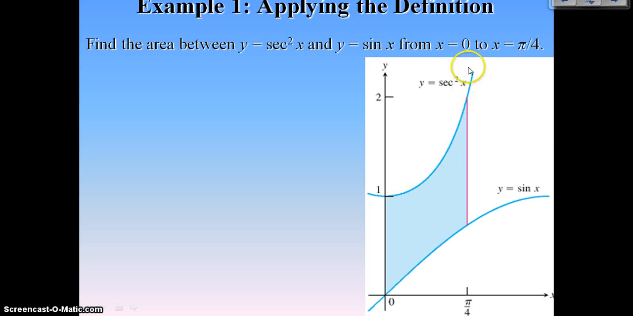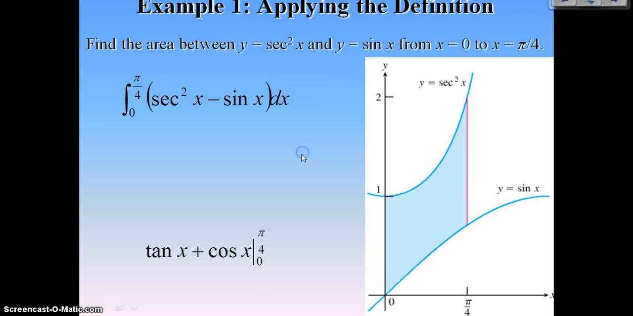So we see that the secant squared x graph is up here. Sine is down here. This is something you can graph on your calculator. And so we know that secant squared is the larger function. Notice that they don't cross each other at all. Secant squared is always on top, sine is always on the bottom. So we set up our integral. Integral from 0 to pi over 4, that was given in the problem. The upper function secant squared x minus the lower function sine x.